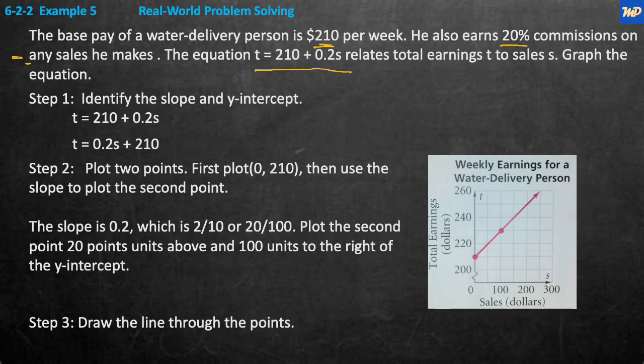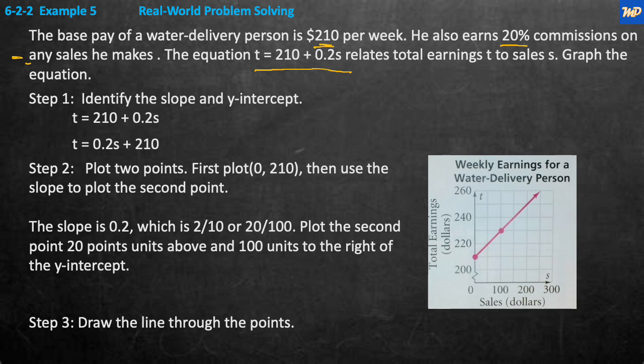20% is 20 divided by 100, which is 0.2. We converted from 20% to the decimal 0.2, so it's 0.2 times S. There's the equation. And the sales, earnings T to sales S, right? So this is relating T to S.